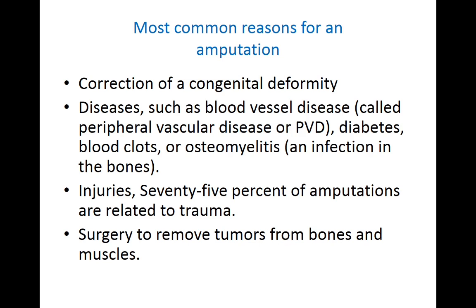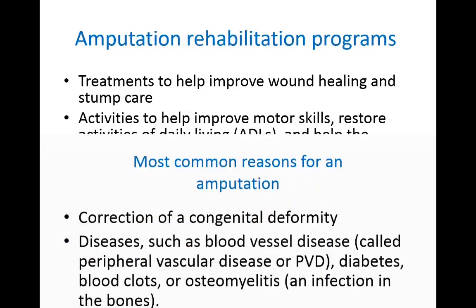And then the other one is trauma. 75% or 80% of amputations are mostly related to trauma. Then there are also some tumors like osteosarcoma, which is a carcinoma of the bones, wherein the bones and the muscles have to be removed in order to save the patient. These are some of the most common reasons for an amputation.